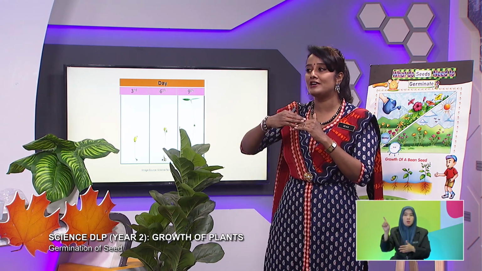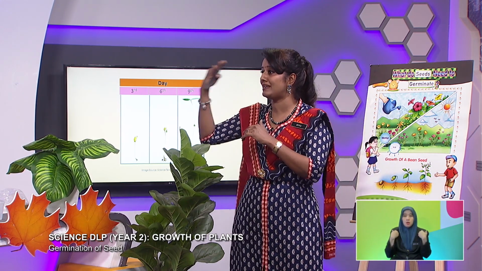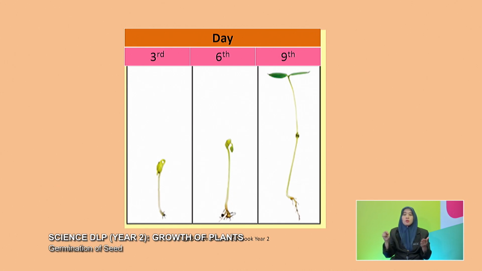There's a much difference. Obviously, we can see the difference. But on the 9th day, we can see the beans are no more there. Can you see that? So this is the time they need sunlight.